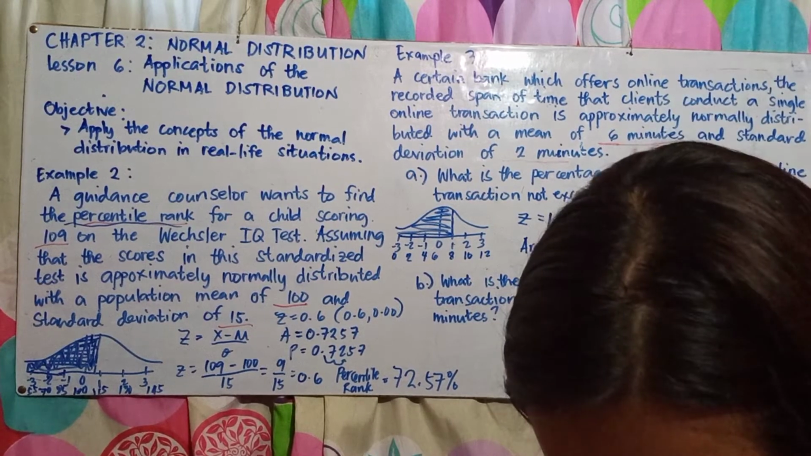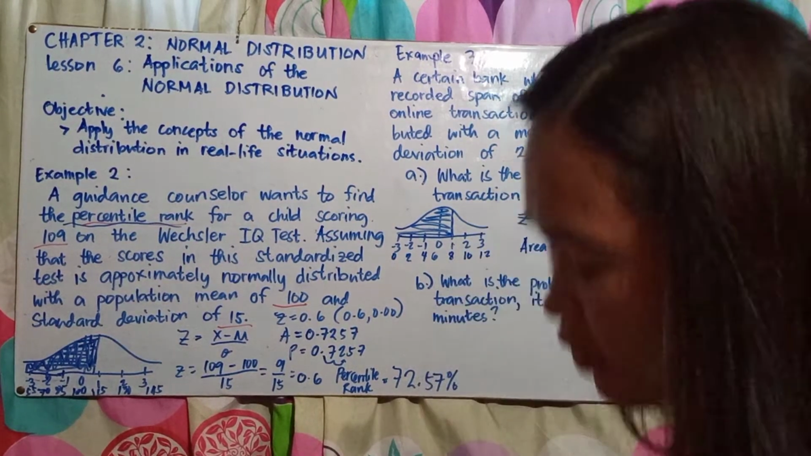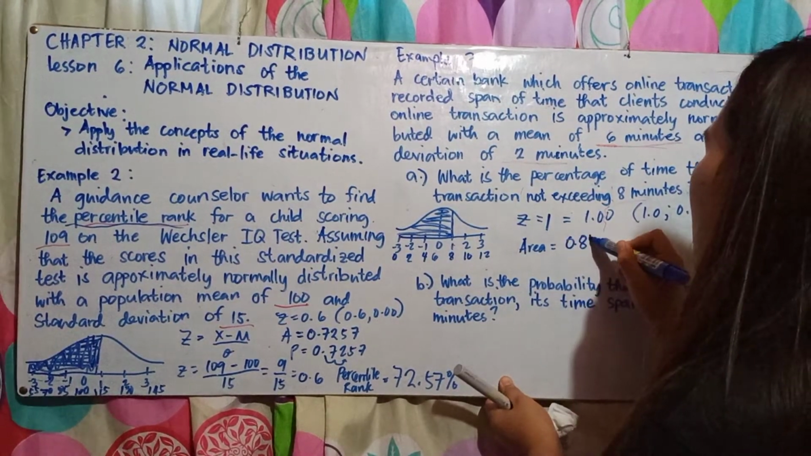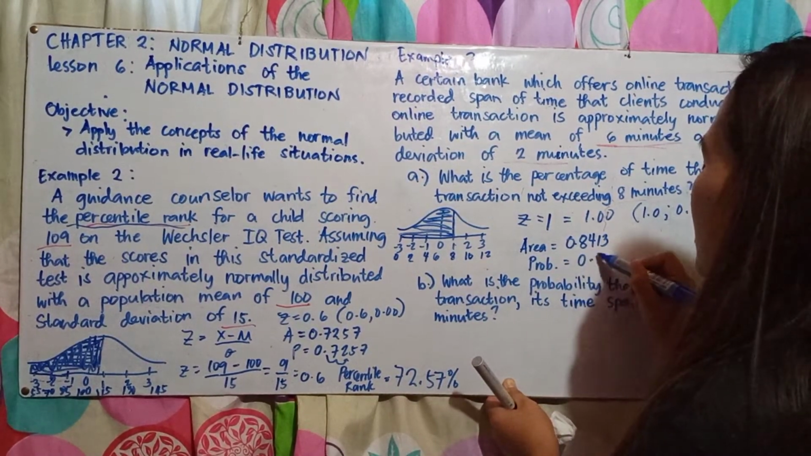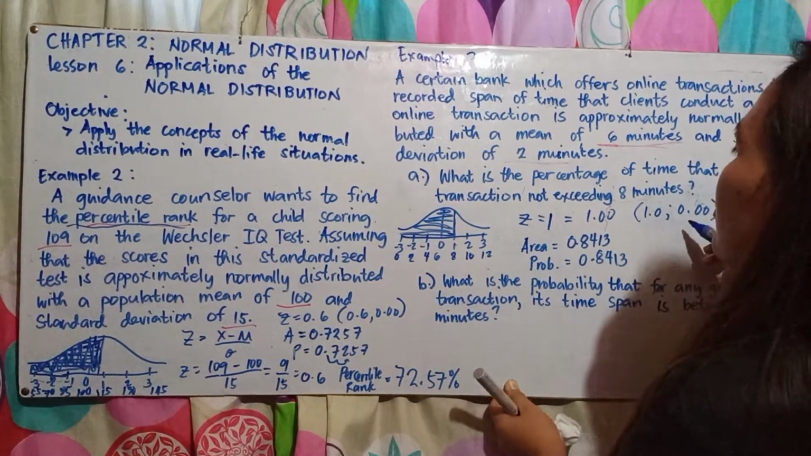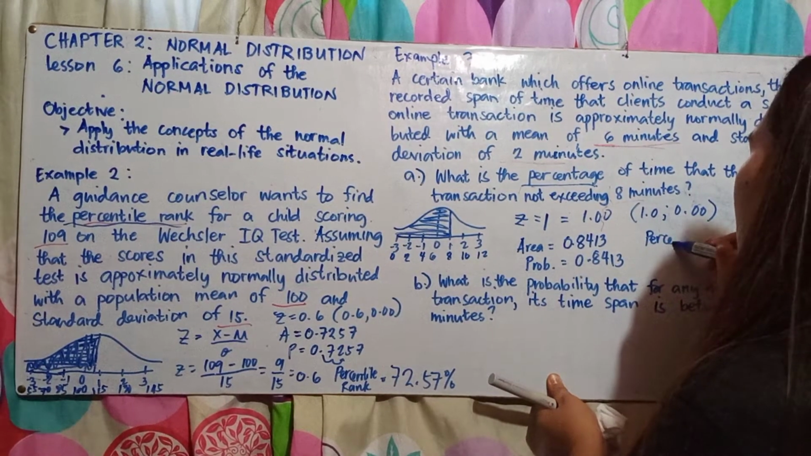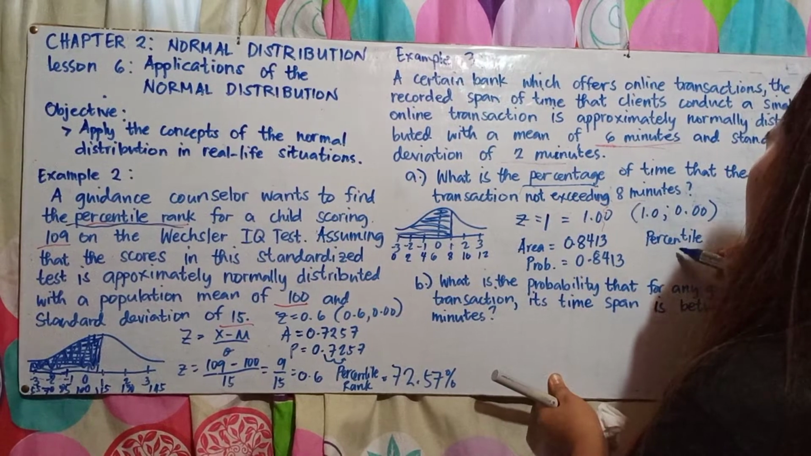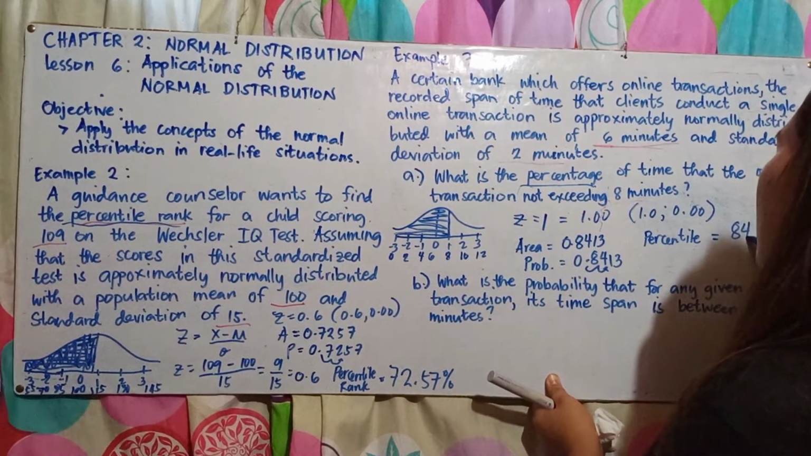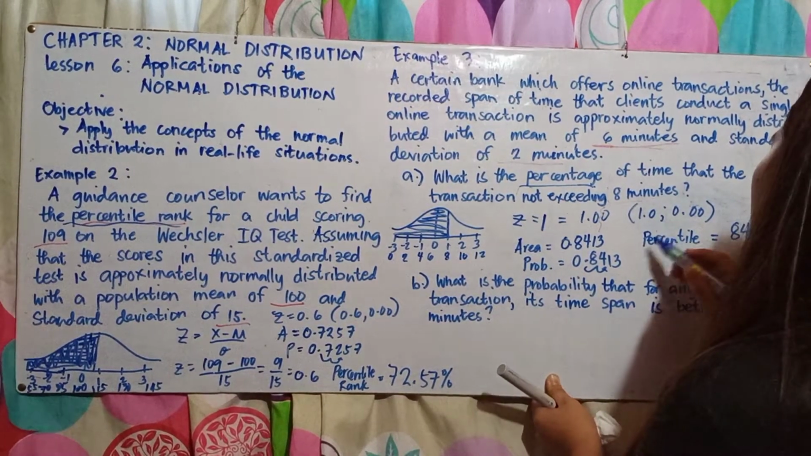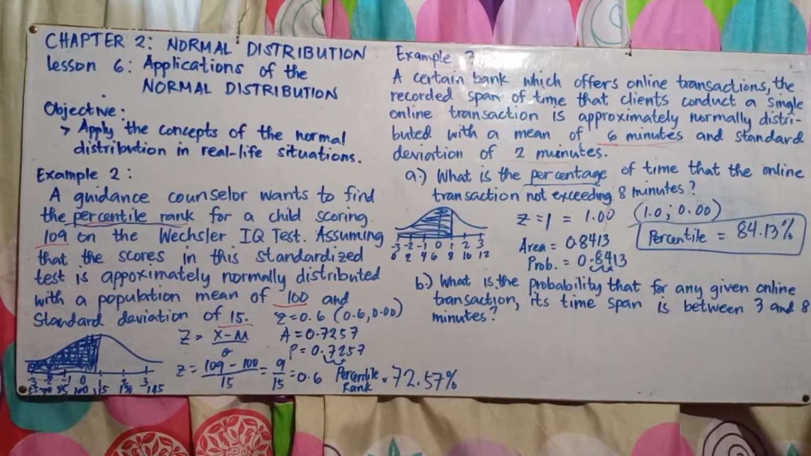So, 1, 0.841. So, ang probability, same gihapon, 0.8413. Since percentage ang gipangita, percentile rank, i-move lang na nimo 2 decimal places, magiging 84.13%. So, ito na yung sagot natin sa letter A.